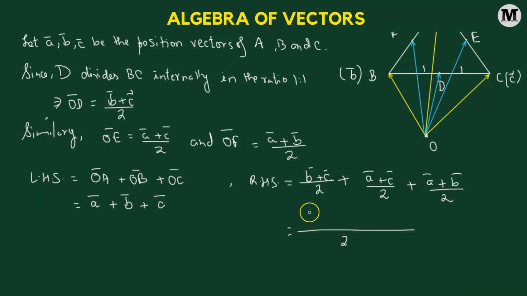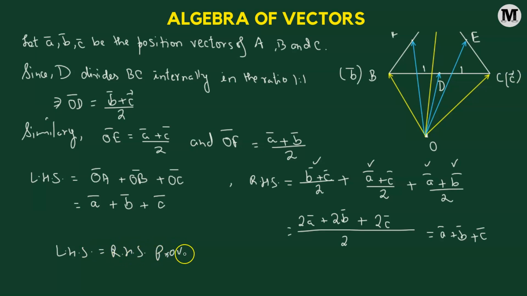In the numerator we have A vector repeating twice, so 2A vector, plus B vector repeated twice, so that means we have 2B vector, and then C vector added to itself two times, so we have 2C vector. We can factor out the 2 from the numerator and the denominator, leaving us with A plus B plus C vectors. Now clearly the left hand side equals the right hand side, so we have successfully proved the problem.